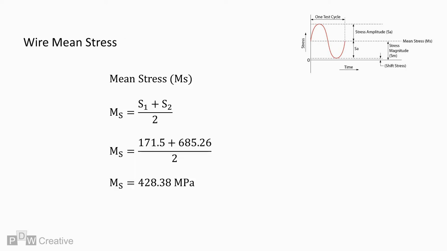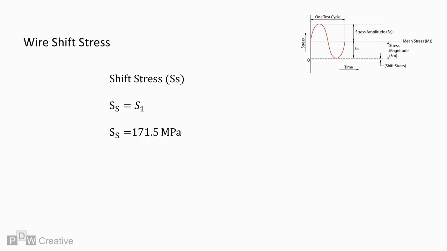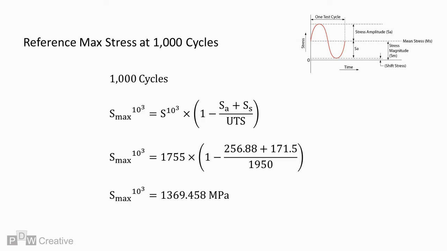Mean stress is a sum of the minimum plus max design stress over 2, which calculates at 428.38 megapascals. Stress amplitude is a sum of the max minus min design stress over 2, which gives us 256.88 megapascals. Shift stress is the minimum stress observed at the longest working length. As stress is not alternating, we need to make allowance for positive stress occurring throughout the cycle.